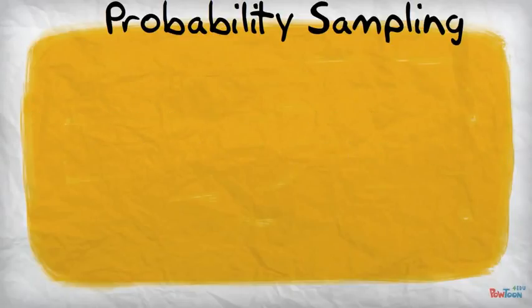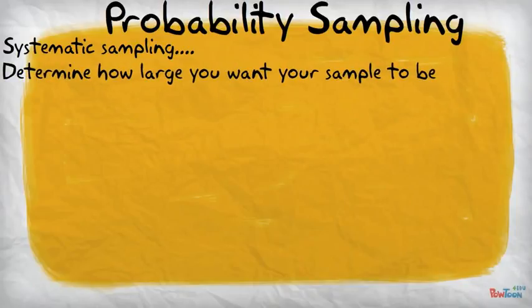The next is systematic sampling. This is when you have a sampling frame and you determine how large you want your sample to be.